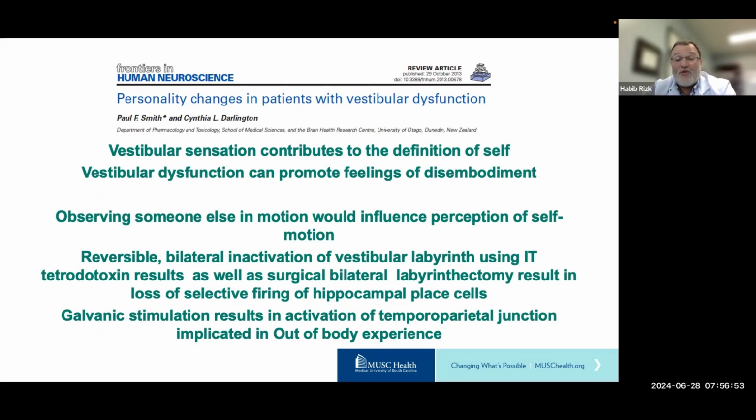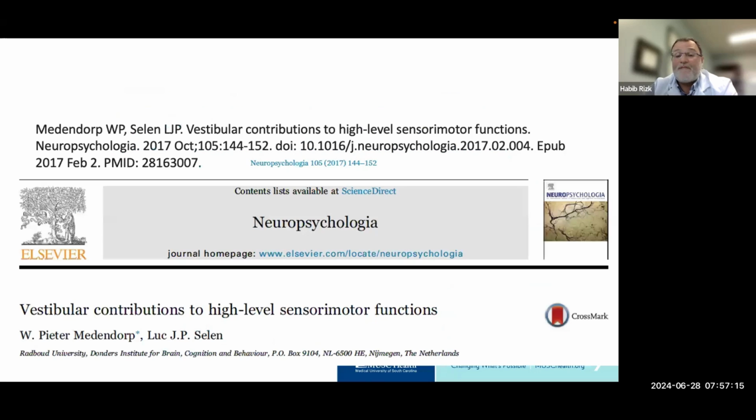An actual inactivation of the labyrinth using intratympanic tetrodotoxin or a surgical labyrinthectomy can result in loss of firing of the hippocampal place cells, which are responsible for grounding us in the space we're currently in. Stimulation of the vestibular system can activate the temporoparietal junction and lead to out-of-body experiences.